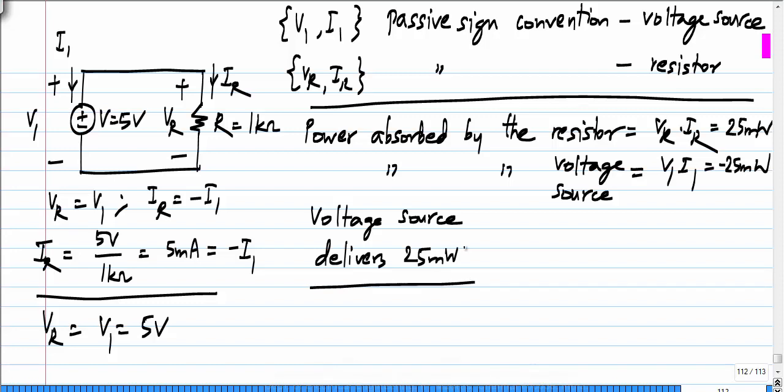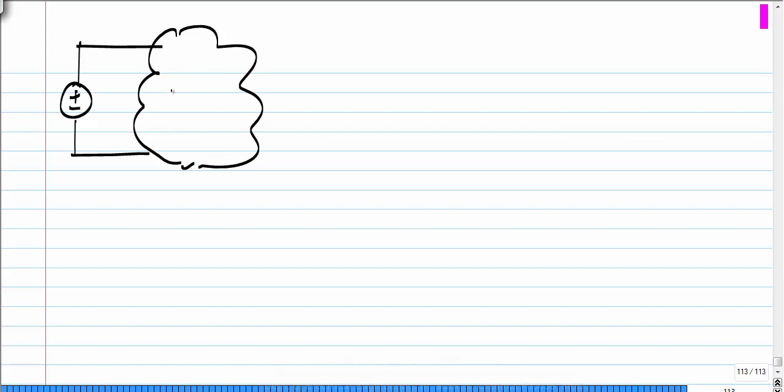Now, in general, if you have a single voltage source that is applied to a circuit with resistors which are passive, then that voltage source will be delivering power. If I have a single voltage source and this consists only of resistors, let us say, then this is the only source of power in the circuit and it will be delivering power.